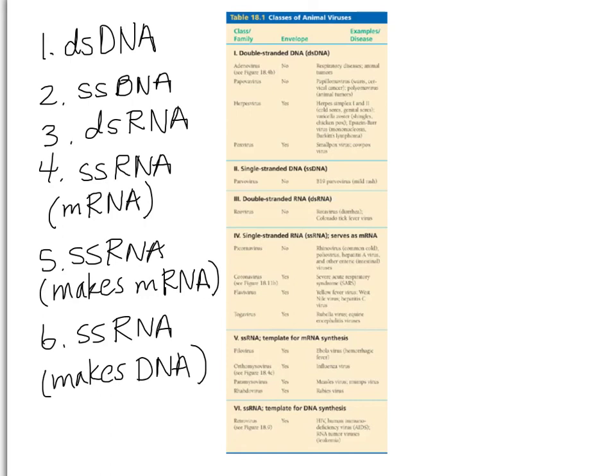So those are the 6 types. Again, the ones I gave you an example of are 6, 4, and 1. In your Build a Virus project, you'll learn about some of the other types as well.